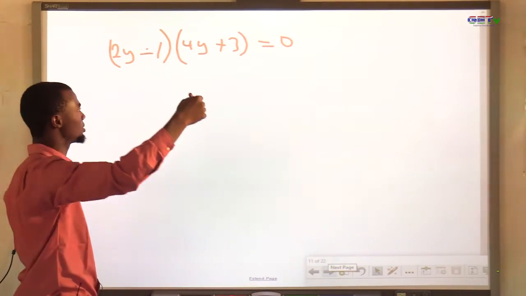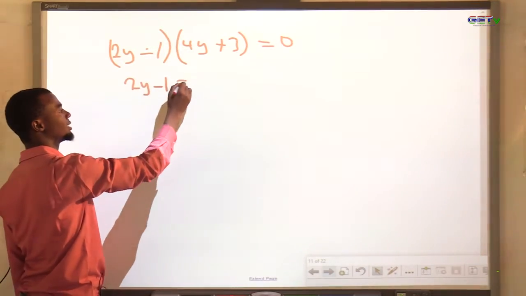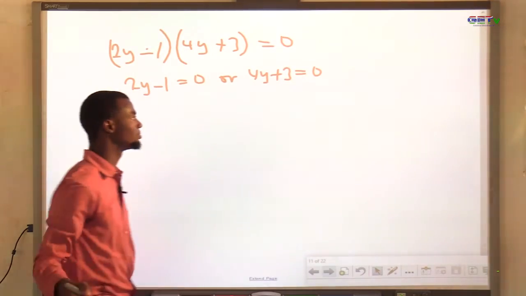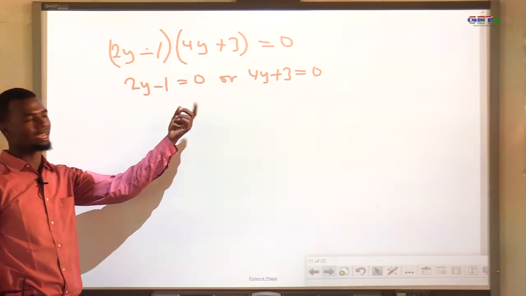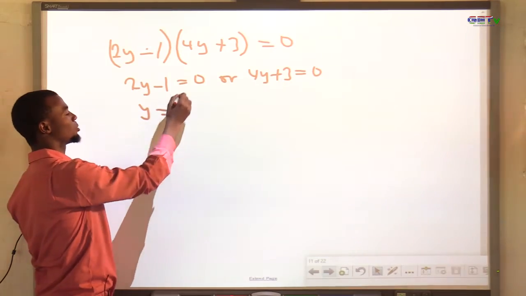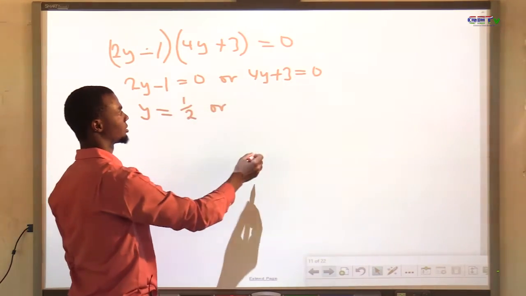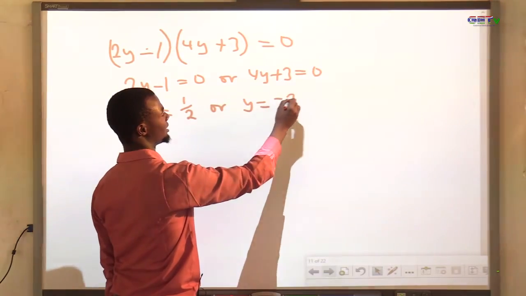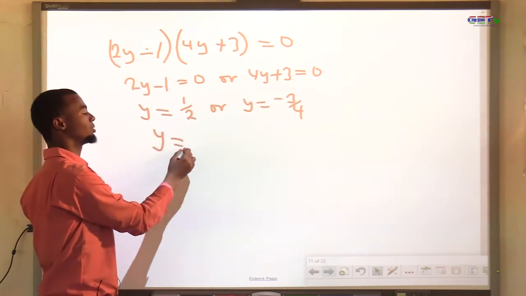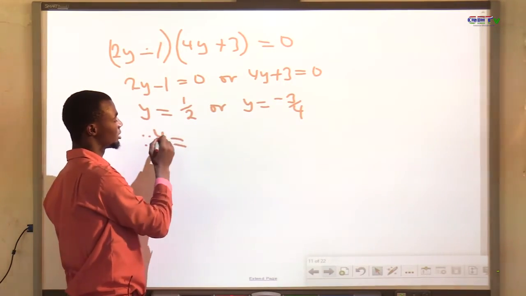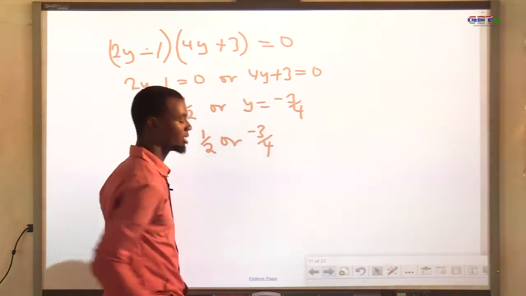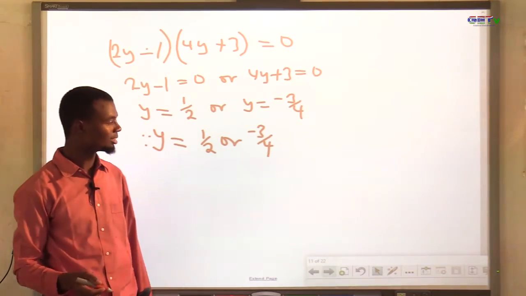So you set each of them to 0. That is going to be 2y minus 1 is equal to 0, or 4y plus 3 is equal to 0. You can solve for the value of y here. Here also you solve for the value of y. So this will be y is equal to 1 over 2 here, or y is equal to negative 3 over 4. This is the way you solve this equation. Therefore y is equal to 1 over 2 or negative 3 over 4. So this is the way we solve this.